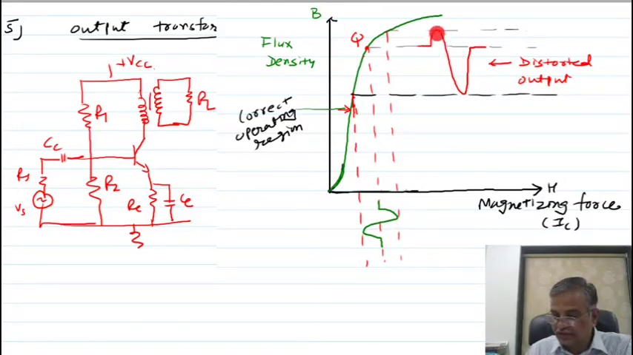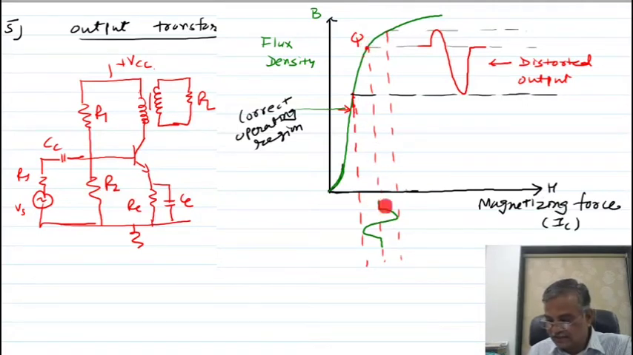So for positive excursion, the voltage is very small, and for negative excursion, the voltage is very large. As a result, you will get distorted output. Why are you getting distorted output? Because primary resistance is very low. So if a large value of collector current is flowing, then the Q point comes in the saturation region of the graph of B versus H.